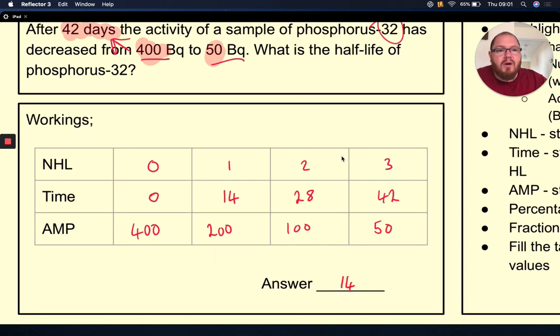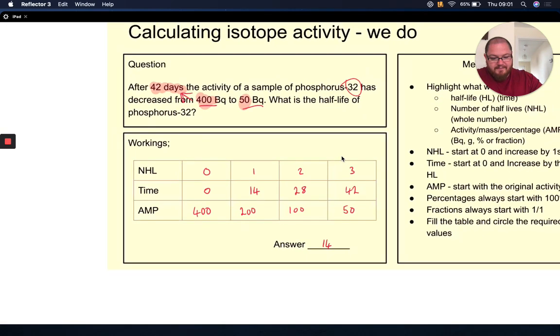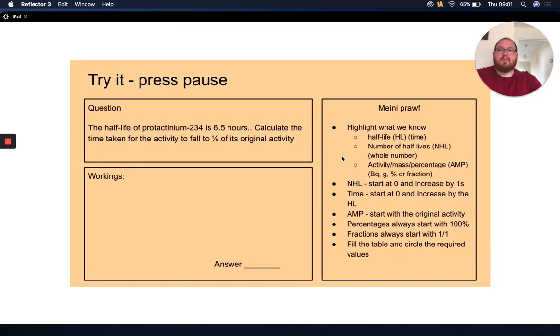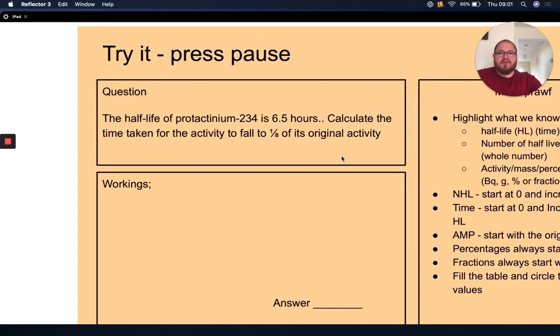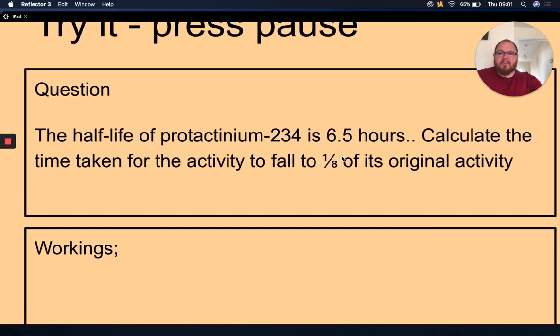That is one of the more difficult ones. With practice that will come, but it's there just to show you. We've got to try it now. Press pause. I'm just going to zoom in on this question a minute. I'm going to read the question with you.